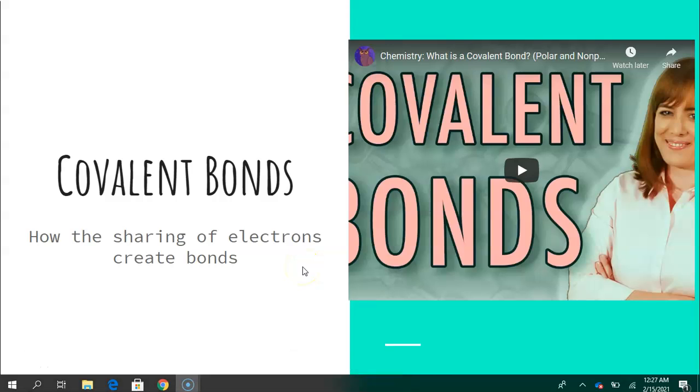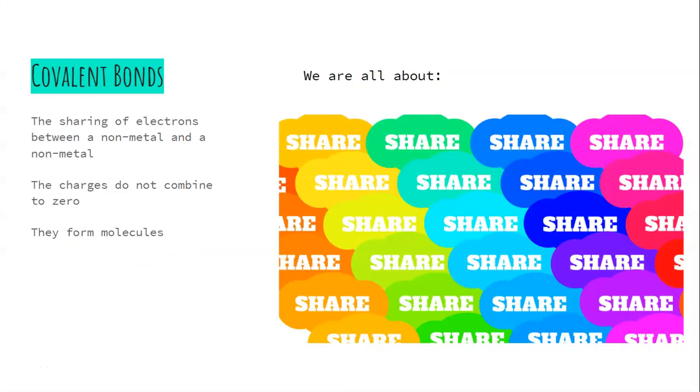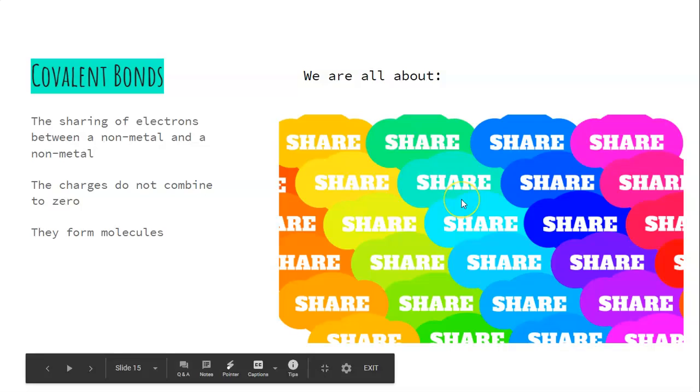So covalent bonding is our next type of bonding we're going to look at, and it's when we share electrons to create our bonds. Covalent bonding is the sharing of electrons between a nonmetal and a nonmetal. The charges do not combine to zero. So we're not trying to get to 0 or 8s in the charge section. What we're trying to do is share so that at some point they all have 8 electrons. Covalent bonds form molecules, and we're all about sharing.